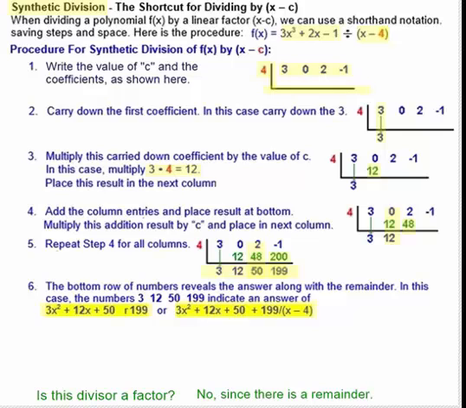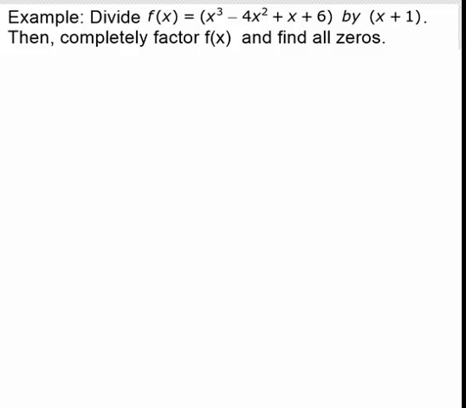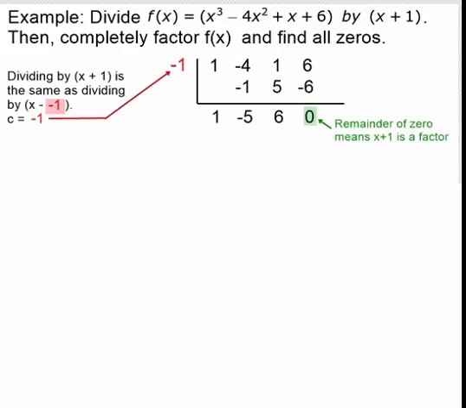So now we're going to do an example where the divisor is a factor, and then we can use that to find zeros in a factorization. In this example, we're going to divide f of x equal x cubed minus 4x squared plus x plus 6 by x plus 1. Then we're going to completely factor f of x and find all of its zeros. And we're going to use this synthetic division method for dividing.